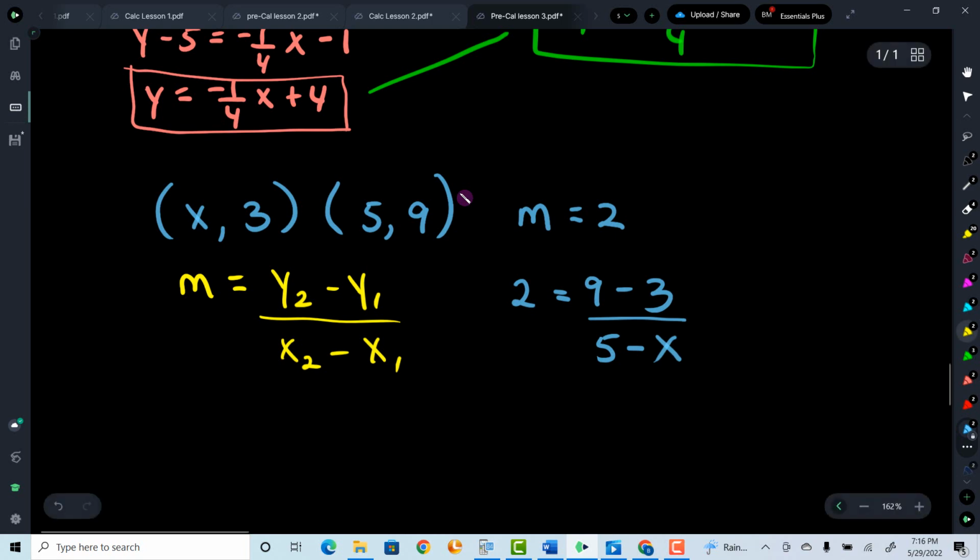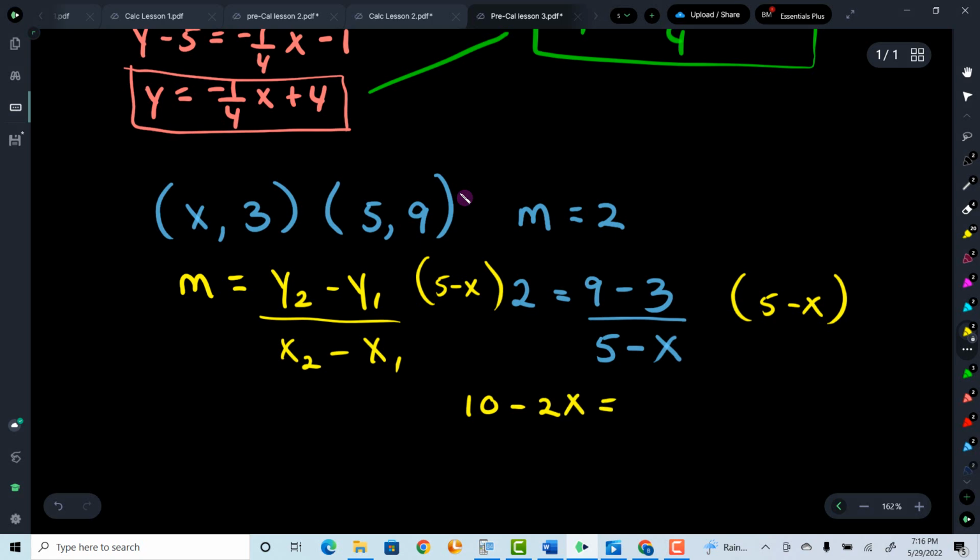So I'm going to multiply both sides by 5 minus x. Right? So over here we get 10 minus 2x equals 9 minus 3, which is 6, right? These are going to cancel. So this gives me negative 2x. I'm going to subtract 10 from both sides, so we get negative 4. Dividing by negative 2, x equals positive 2. All right?